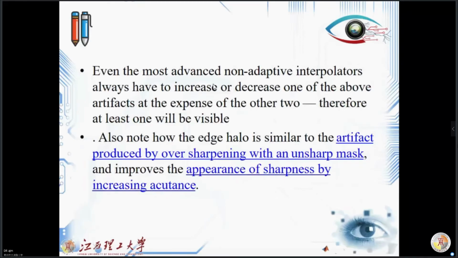Even the most advanced non-adaptive interpolation always has to increase or decrease one of the above artifacts at the expense of the other two. Therefore, at least one will happen. One of these three problems we may have, which we should work with.